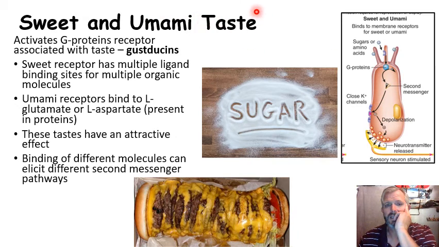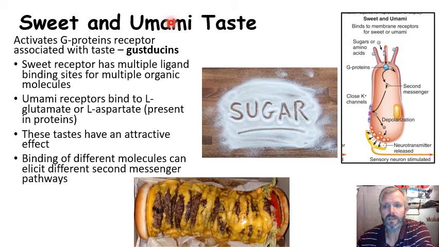Now, sweet and umami tastes. They activate, we don't have receptor channels here. We have G protein coupled receptors called gustducins. Okay, gustducins. All right, umami is a meaty flavor.